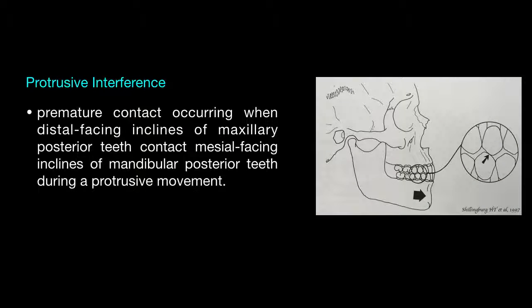Protrusive interference is a premature contact occurring when distal facing inclines of maxillary posterior teeth contact mesial facing inclines of mandibular posterior teeth during a protrusive movement.